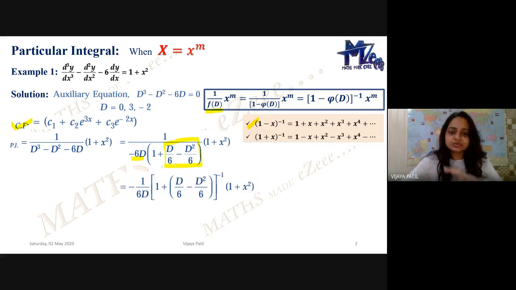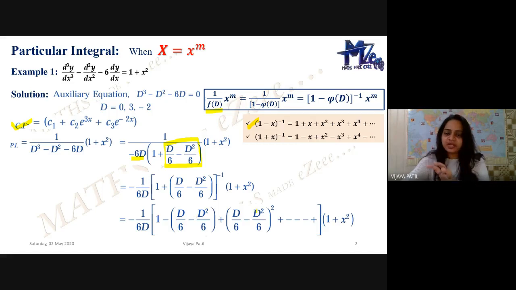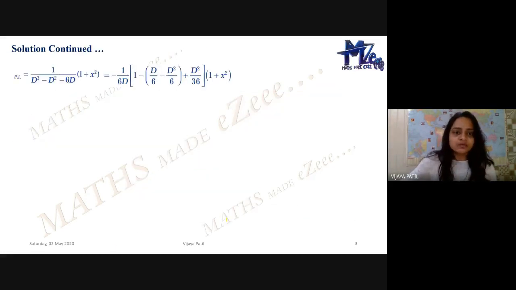Then we'll bring it back to the numerator with minus 1, and now we'll be applying this series here, that is minus 1 by 6D, 1 minus phi of D plus phi of D square minus phi of D cube plus phi of D to the power 4, and so on, everything on 1 plus x square. Okay, now we have to restrict ourselves to the D square term only.